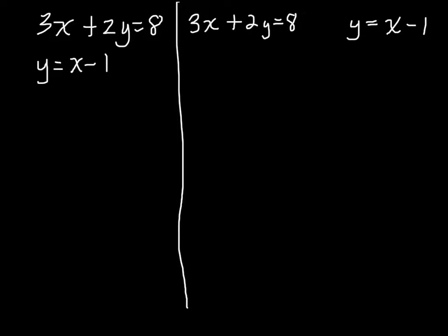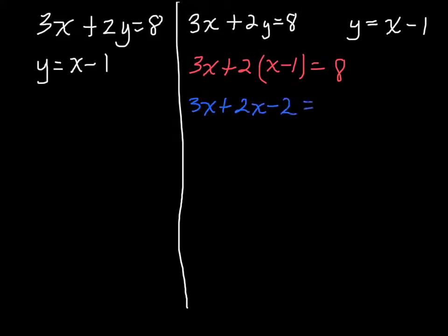And what I notice is that for some point on my graph, this y right here is going to be equal to that y. Therefore, this y is going to be equal to the x minus 1. So here's where the parentheses really start to pay off. I have 3x plus 2, and now parentheses, x minus 1 is equal to 8. And when I use my parentheses instead of the dot, then I hopefully remember that I need to distribute. So then I have 3x plus 2x minus 2, which is equal to 8.